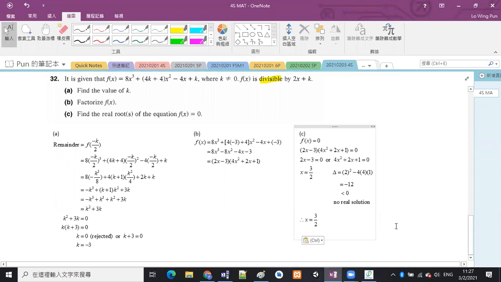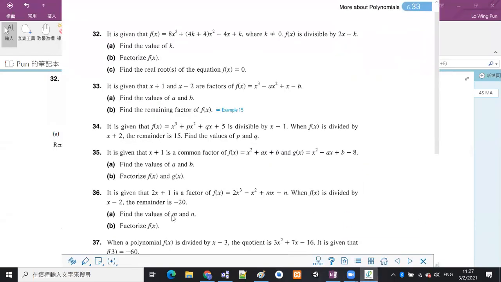So this is number 32, and then next one, 33.